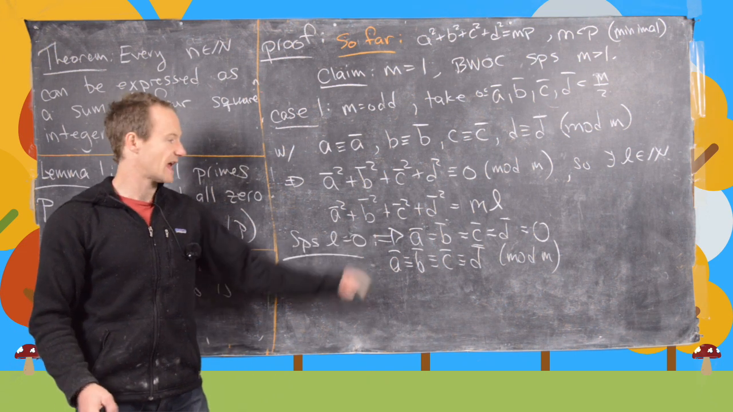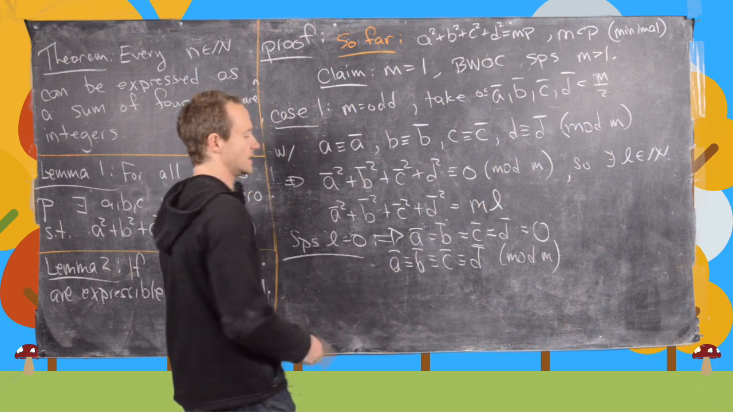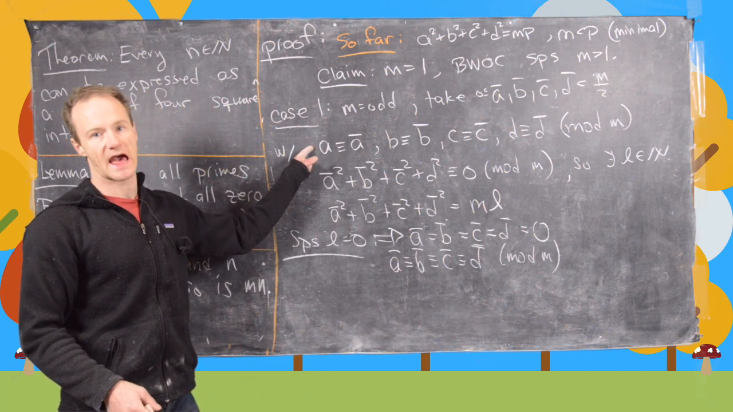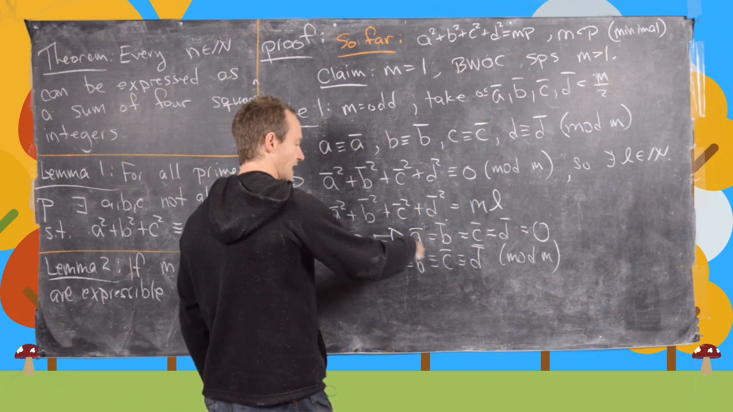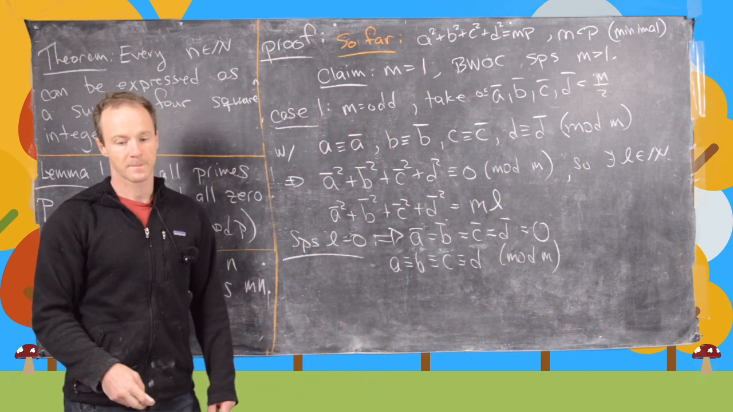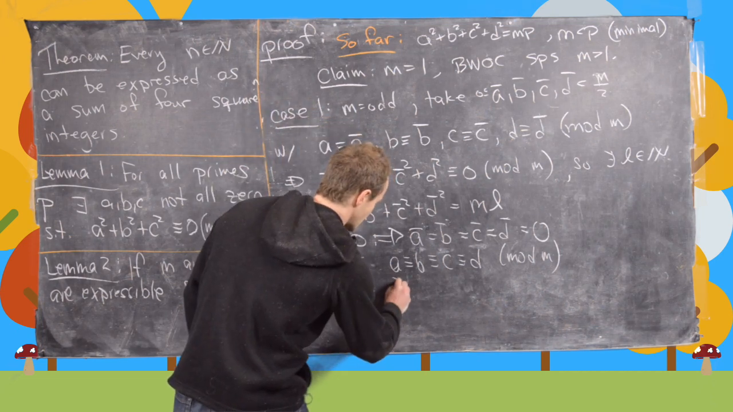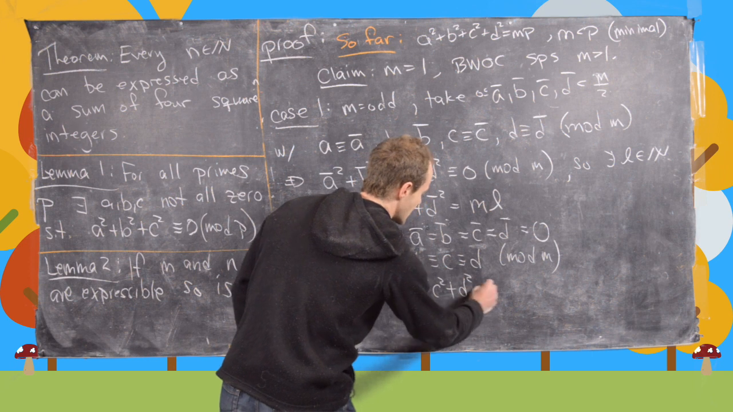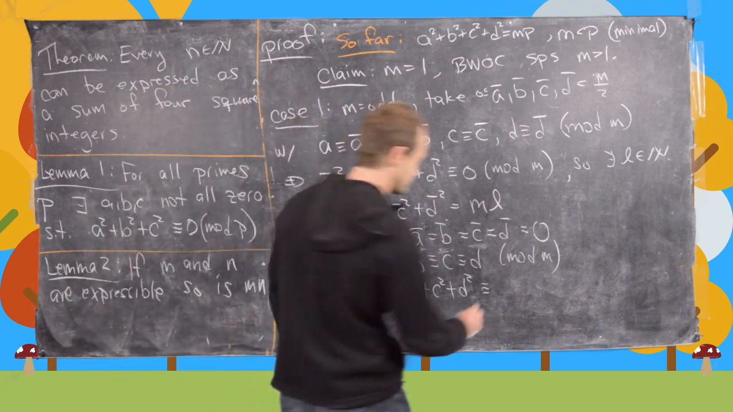But now we can take the hats off. So if these are equal, then they're obviously congruent mod m. But remember, they were congruent to the non-hatted letters mod m as well. So we can unhat these, and we still have a congruence mod m. But now what we can see is that a squared plus b squared plus c squared plus d squared is congruent to 0 mod m.